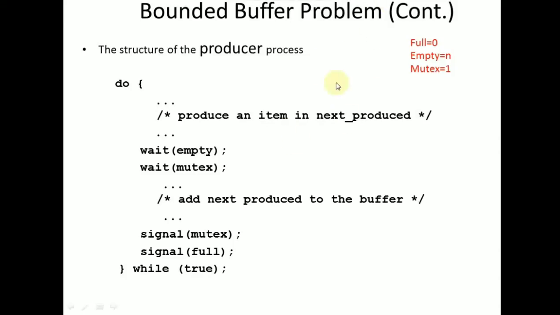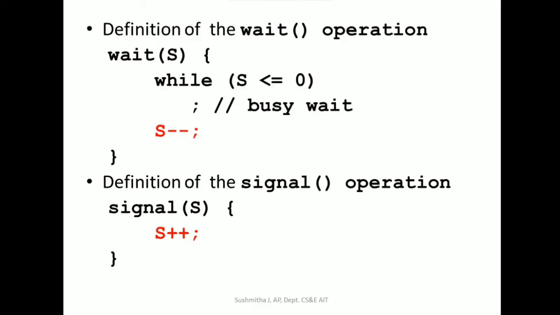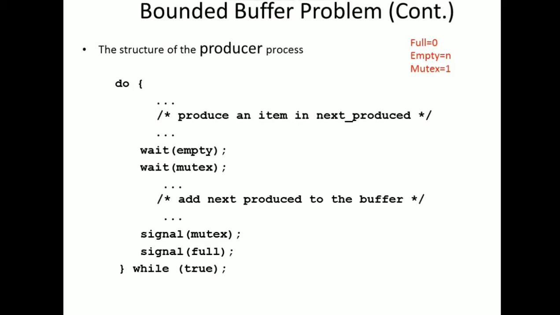Now this is the code for the producer, where we are using the wait and signal operations. If you remember, what was the operation of wait and signal on a semaphore? Let me reintroduce it to you. Here you can see that in wait we are decrementing the semaphore S, and in signal we are incrementing the semaphore S. Having said that, now let us look back at the producer process code.